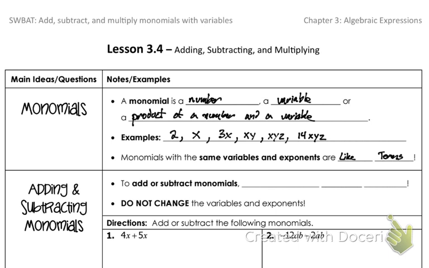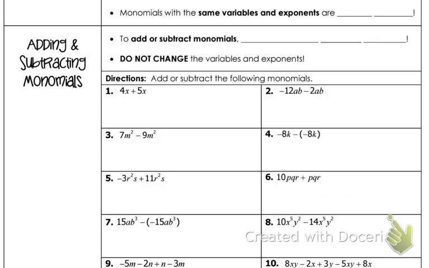Okay, we are now adding and subtracting monomials, but we already did that. That was combining like terms. We're just changing our terminology. We are switching to calling it adding and subtracting monomials. When we're adding or subtracting monomials, we combine like terms.